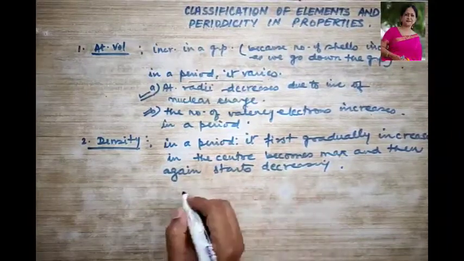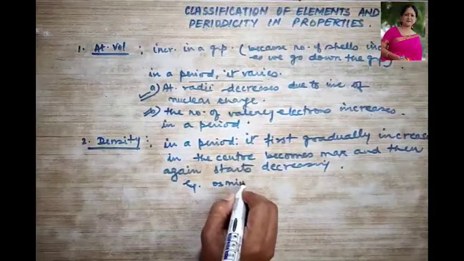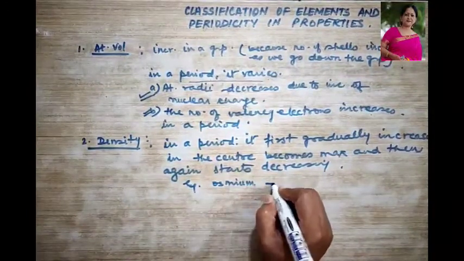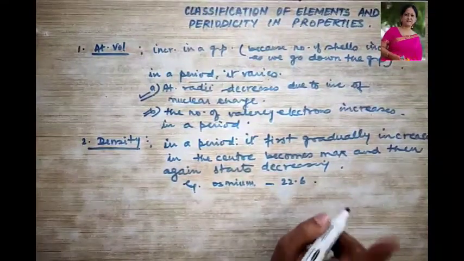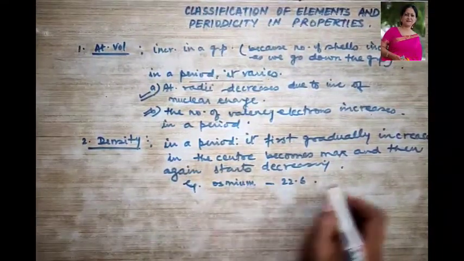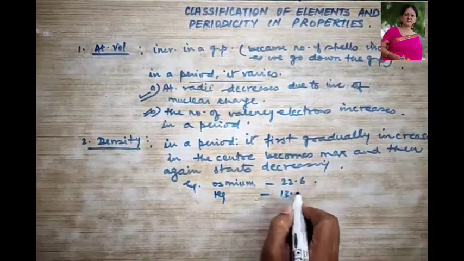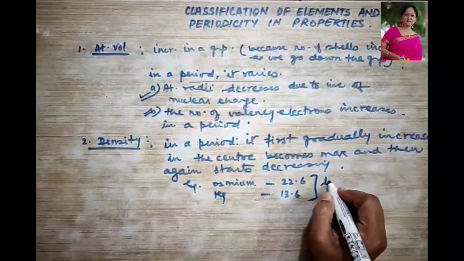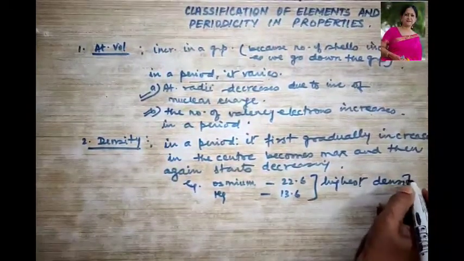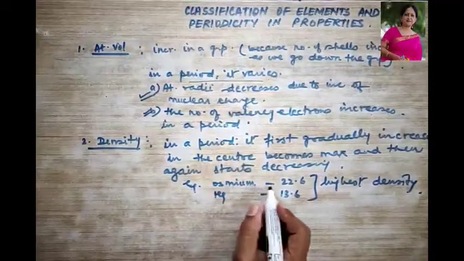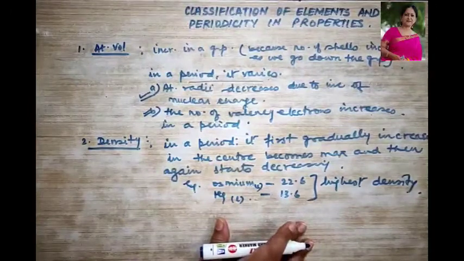So in solids, you can take an example like osmium, right? It has the highest density, that is 22.6. And in liquids mercury has the highest density. Okay, mercury has the highest density of 13.6. These are the highest densities. This is in case of solid and this is in case of liquid, right?